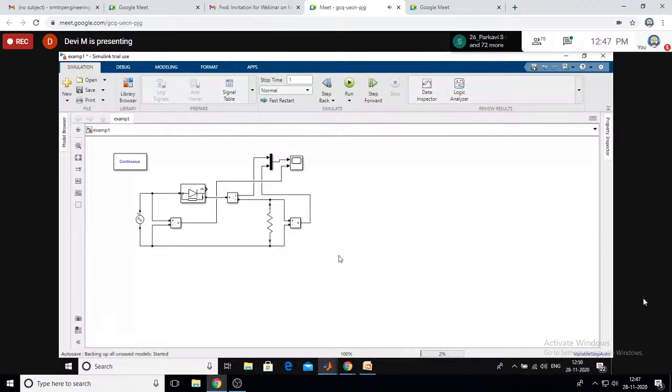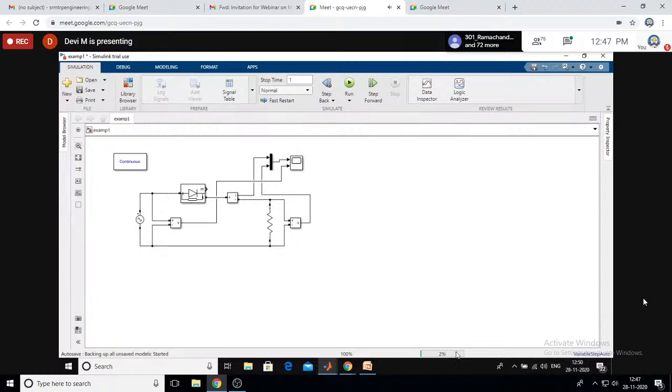If you are switching from resistive load to inductive load, obviously, can you see here it is in running state, 2% running. It will be compiling, and after compiling it will be running. It takes some 1 to 2 minutes. Within that, I'll be explaining all these parameters.